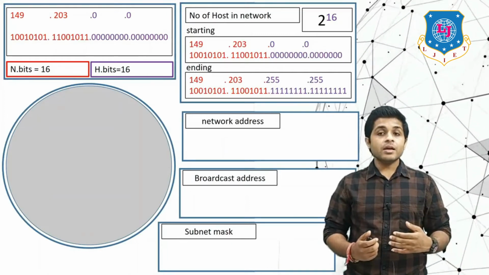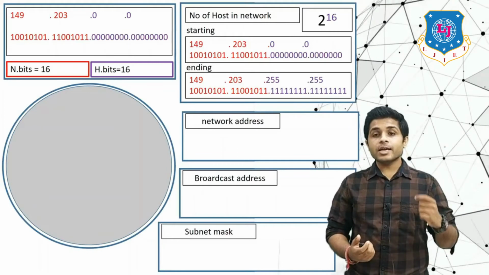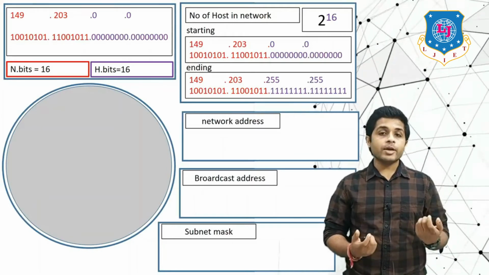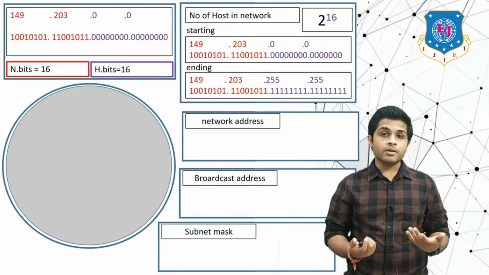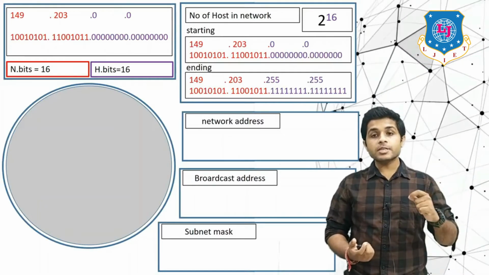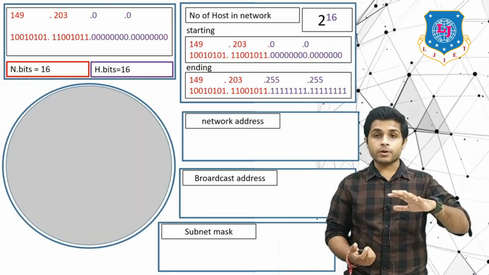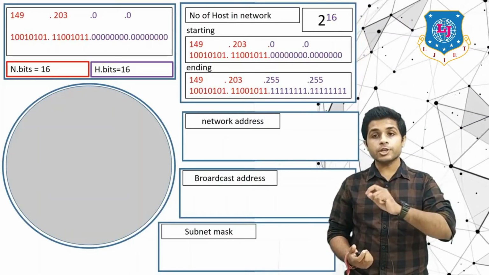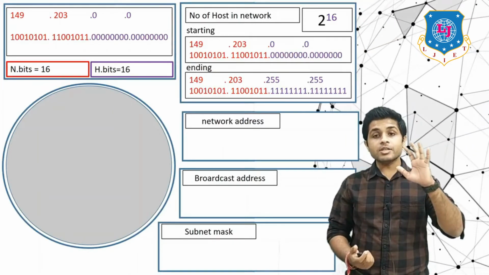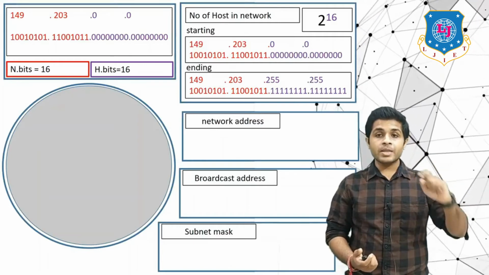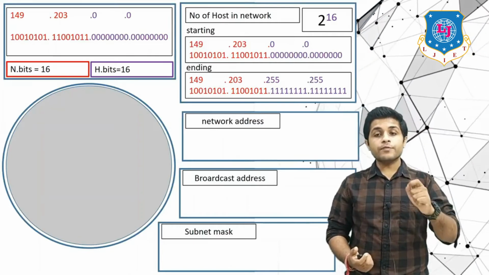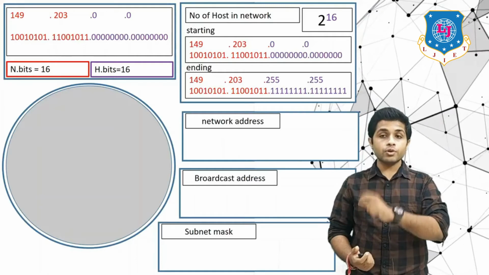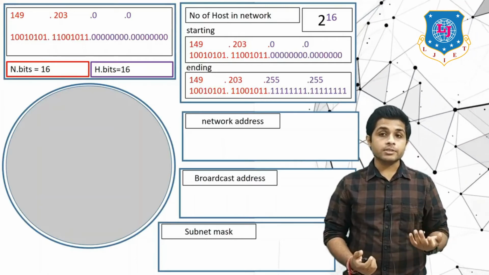Now, in any network, the first and the last address will not be allocated to any device in the network, because the first address represents the address of the whole network. So the first address, 149.203.0.0, is the address of the whole network, and the last address, 149.203.255.255, is a broadcast address.